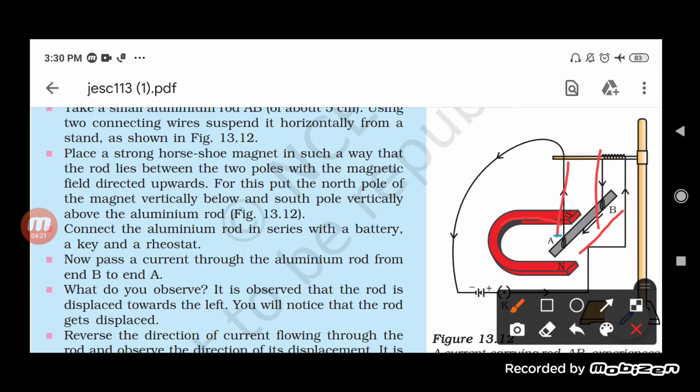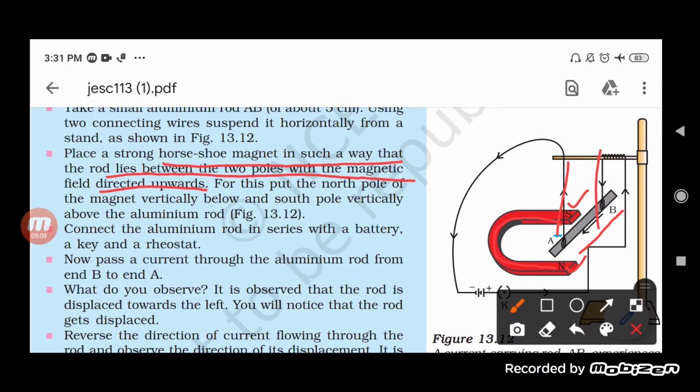Now this is a horseshoe magnet, students, okay? We will keep the rod in between the two poles of the magnet. This magnetic field is generated due to the horseshoe magnet. Place the horseshoe magnet in such a way that the rod lies between the poles with the magnetic field directed upward. For this we have to keep the north pole of the magnet vertically downward. You can see the north pole is vertically downward, while the south pole is vertically above the aluminium rod.